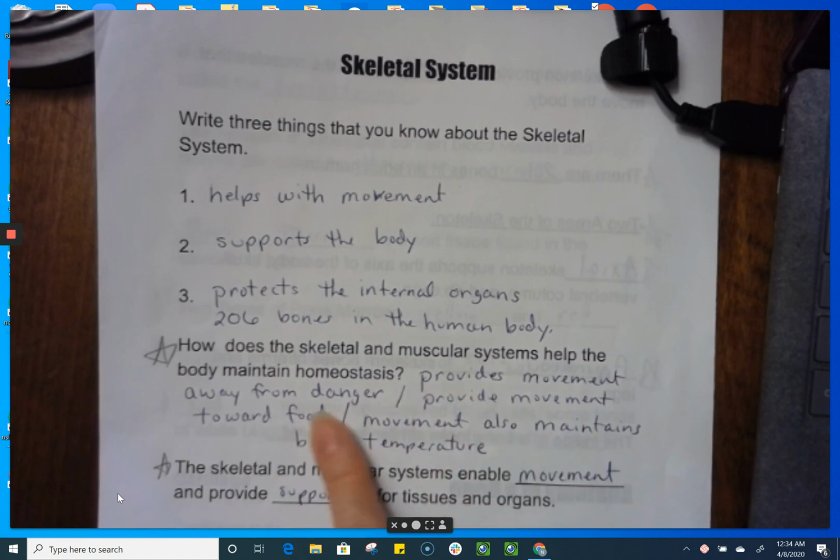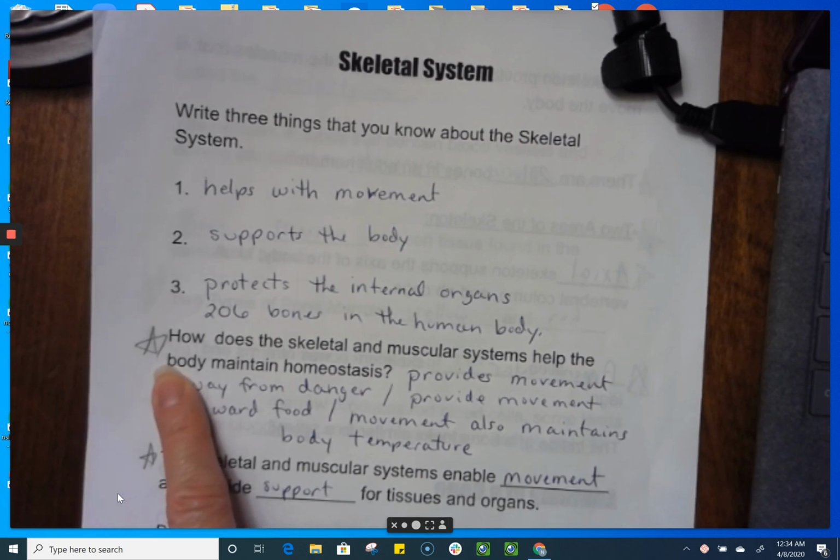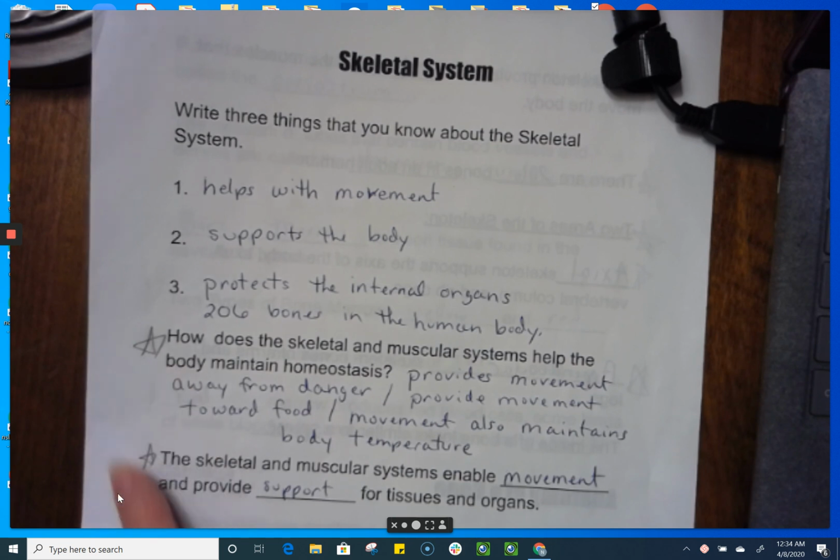It provides movement away from danger, provides movement toward food. Movement also maintains the body temperature. So the underlying theme through this whole class, I'll be referring back to the homeostasis of the human body, the body functions that try to keep the body healthy and safe. And you notice there's a star there, hint, hint, that will be something that might be on the test.